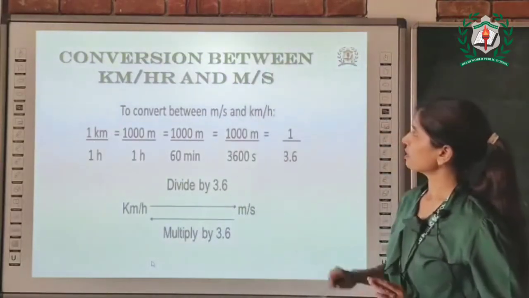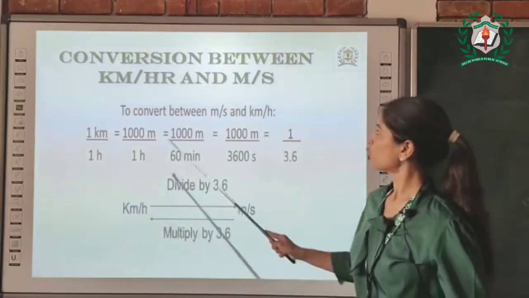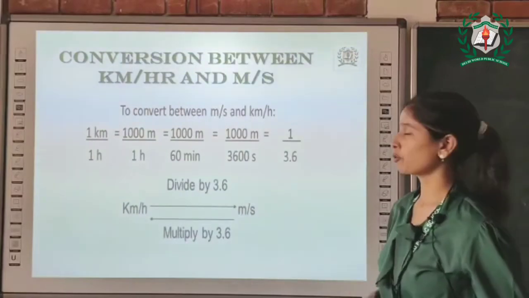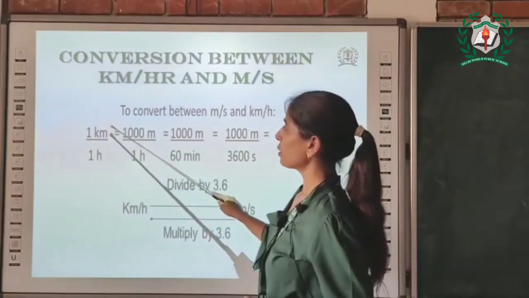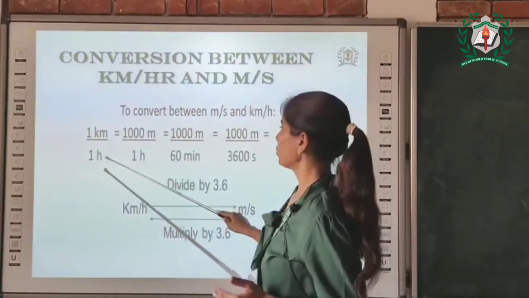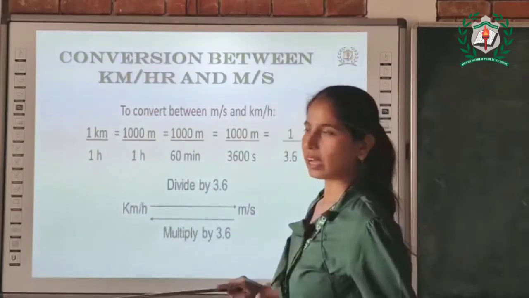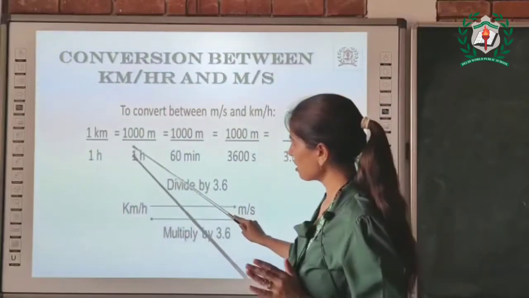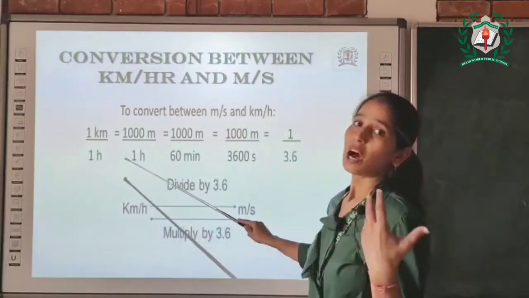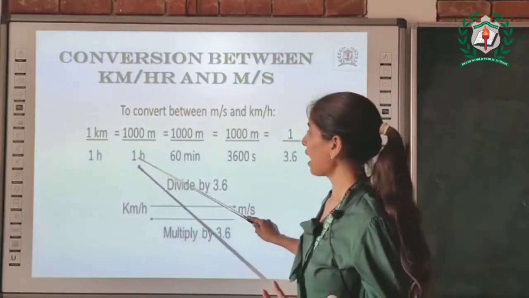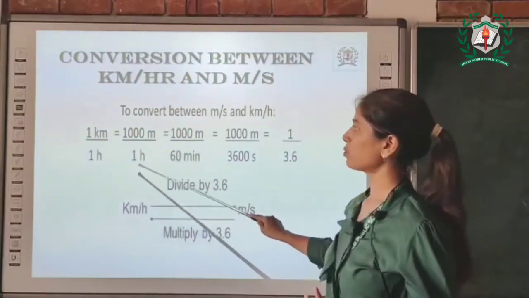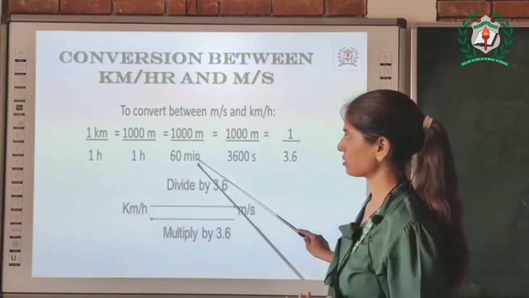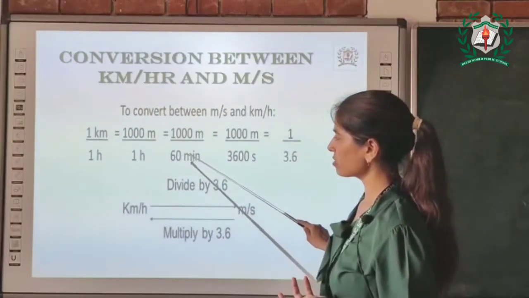Conversion between kilometer per hour and meter per second. To convert between meter per second and kilometer per hour, what do we need to do? If we want to convert 1 kilometer per hour into meters, then what will we do? We know that there are 1000 meters in 1 kilometer. So we'll put 1000 meters here, and 1 hour. If we want to convert 1 hour into minutes, then we'll multiply 1 with 60. So as you can see, 1000 meter and 60 minutes. So this is meter and this is minute.